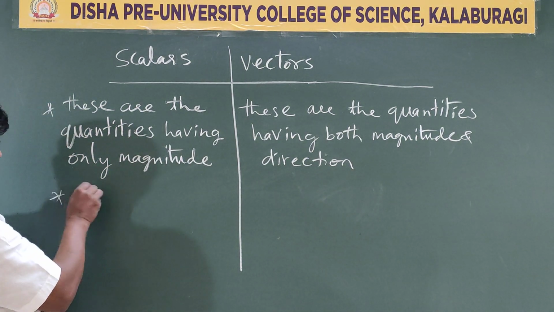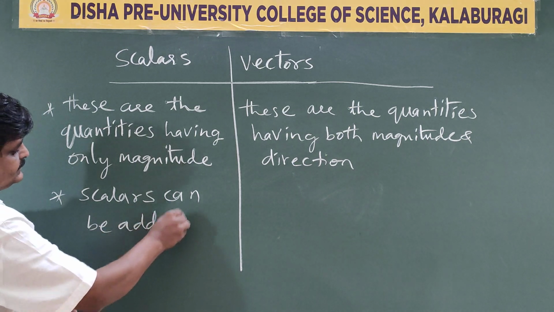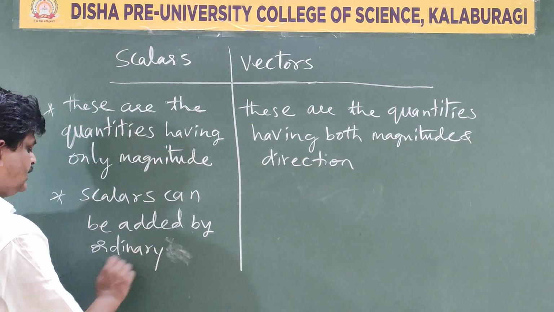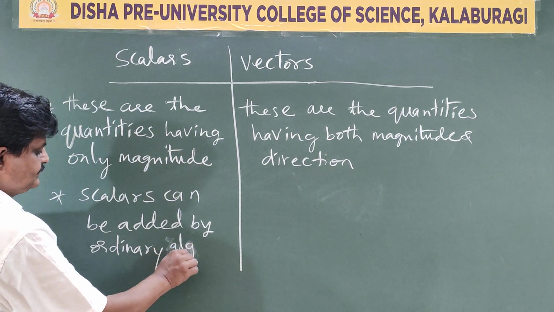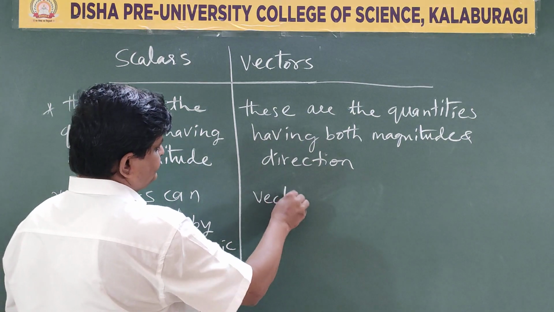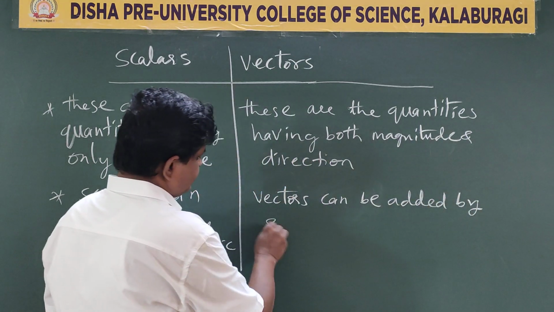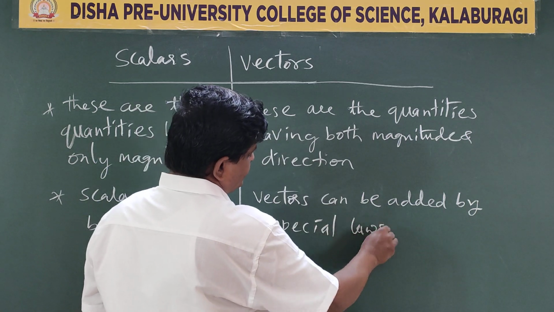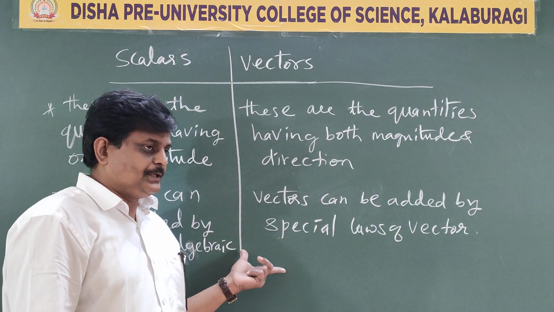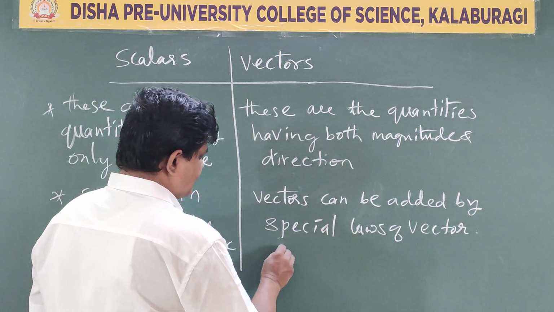Next, scalars can be added by ordinary, means usual, ordinary algebraic laws. Okay, how about vectors? Vectors can be added by special laws of vector addition. Actually, you are learning the three laws of vector addition. They are triangle law of vector addition, parallelogram law of vector addition, and polygon law of vector addition. Special laws of vector addition.